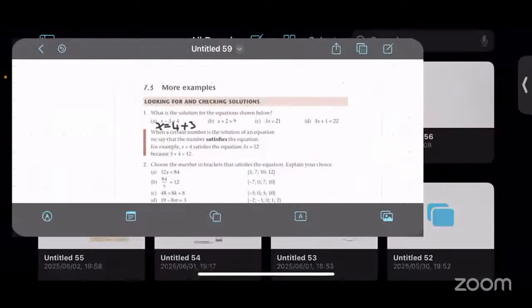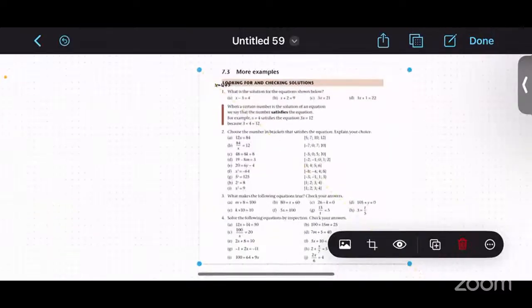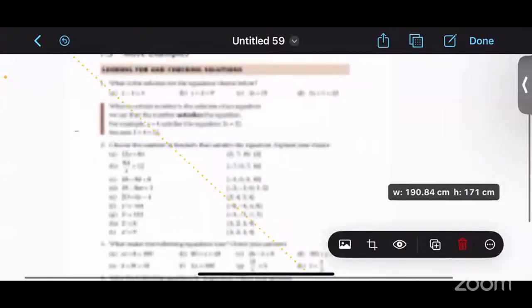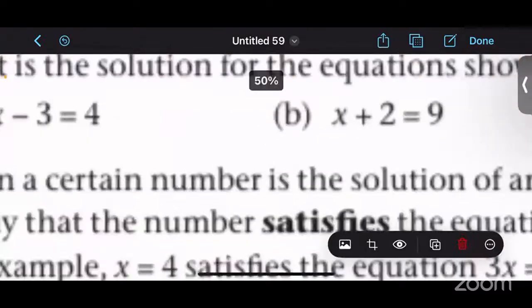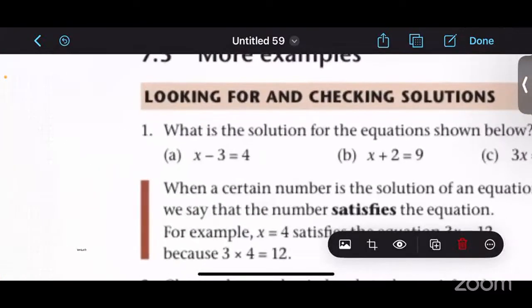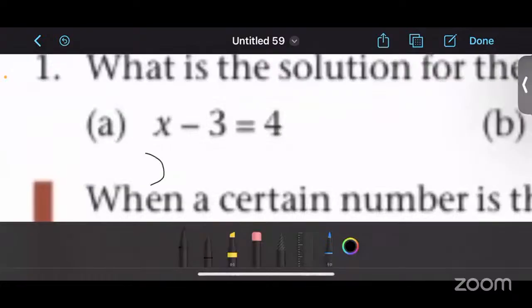Yes, ma'am. Good. That's great. I just want to enlarge this. I feel like it's not big enough, right? Okay, cool. So our x is going to be equal to 7. X is equal to 7, right?